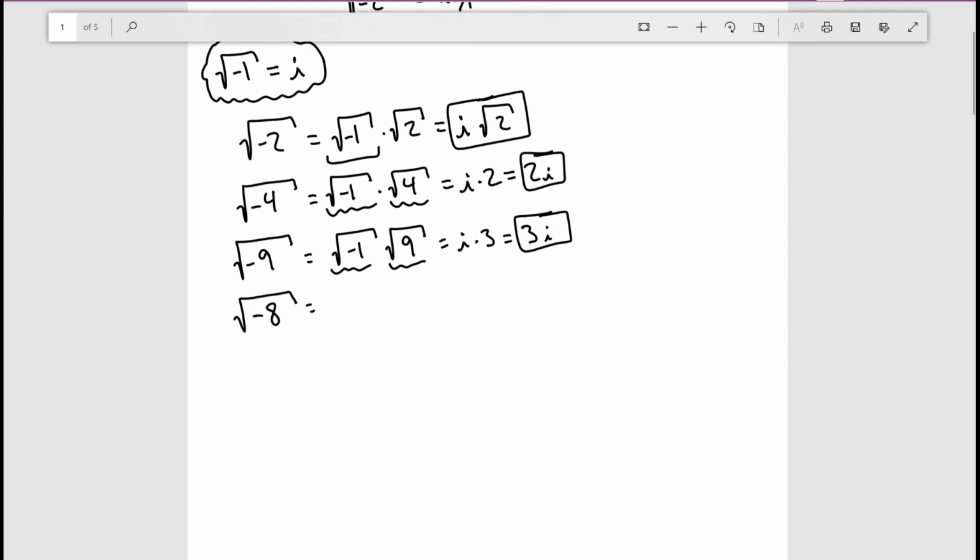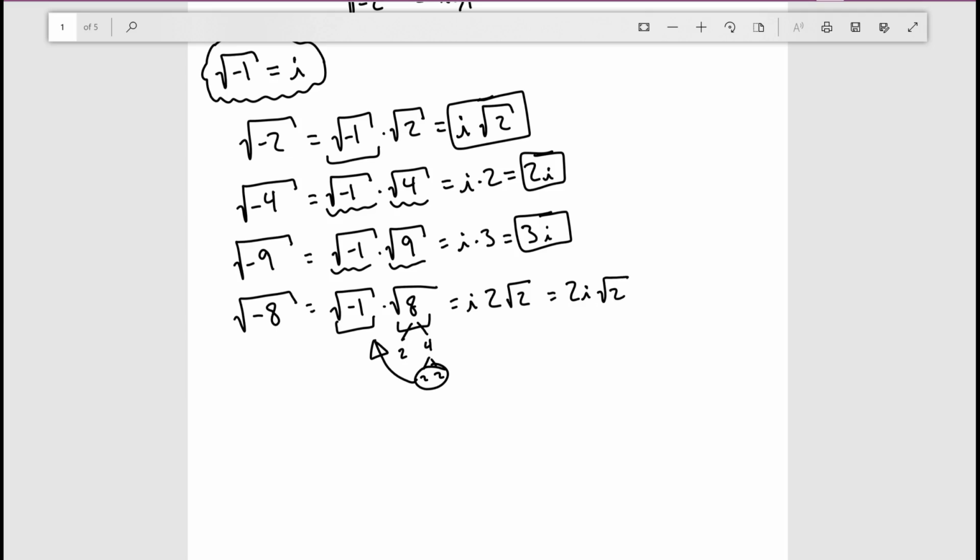Okay, for this one, we're going to have the square root of -1 times the square root of 8. The square root of -1 is going to be i. The square root of 8, well, this can be decomposed as 2 and 4, and 4 is 2 and 2. I can take out a pair of 2's, and I'm left with a 2 on the inside, the square root of 2. So you can write this as 2i square root of 2. Okay, so that's all there is to these i's.